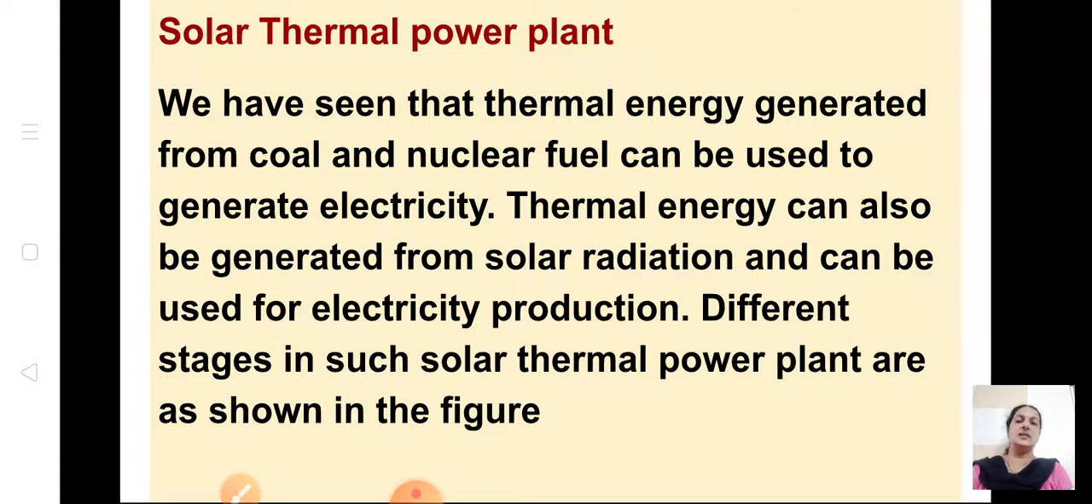Different stages we can see how we are using the solar thermal power plant. We saw in the normal thermal power plant, we use coal. That coal is converted into steam, and that steam thermal energy rotates the turbine, and then you will get electricity. Even in nuclear fission we saw, due to the fission reaction, you get high temperature steam that will rotate the turbine. The same way here also we are seeing the schematic.